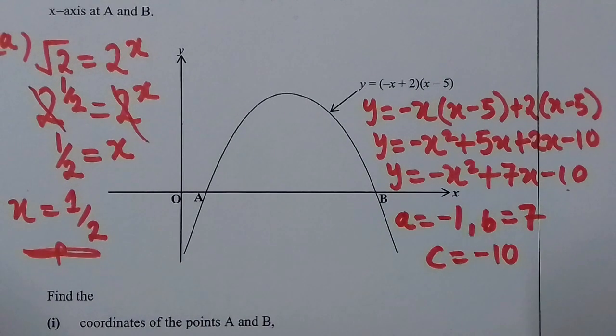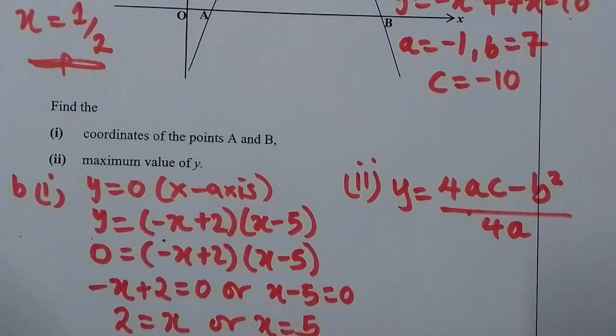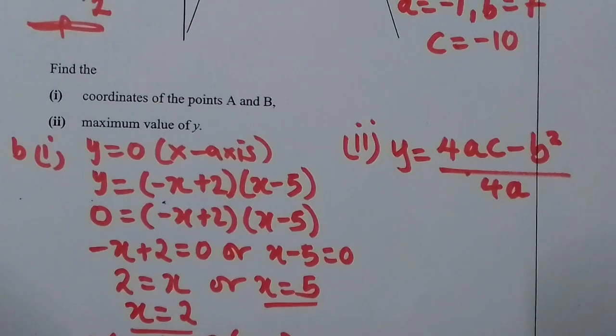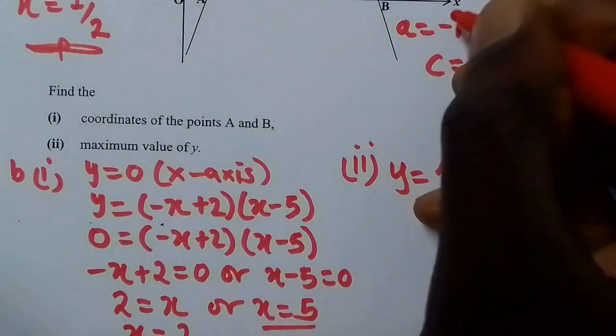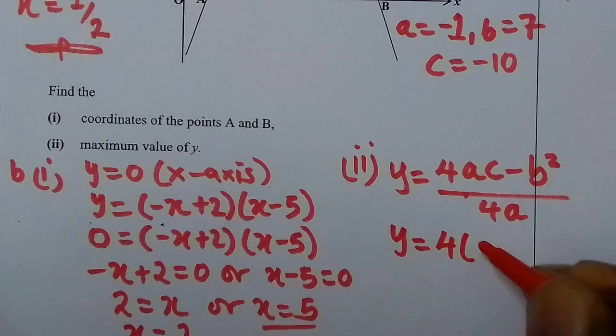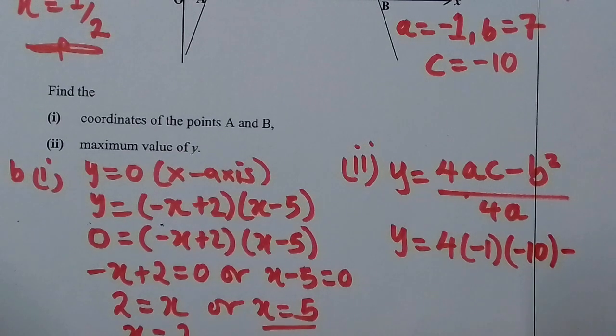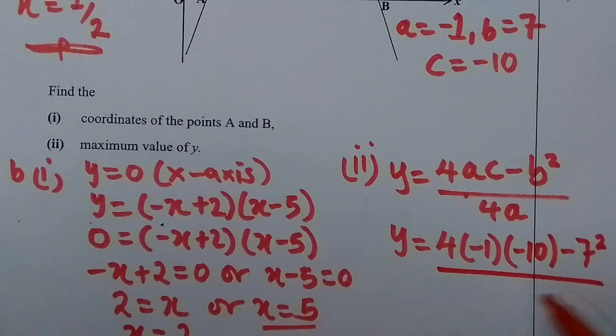Then we substitute this in the formula that we've written here. On a, we're going to put negative 1. So we'll say y equal to 4 times negative 1, then c is negative 10. Then minus b is 7, so 7 squared. Then everything over 4a, which is negative 1.